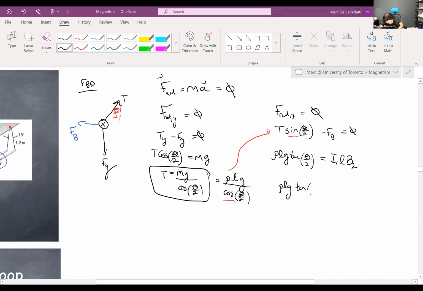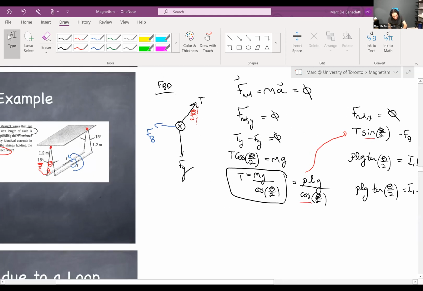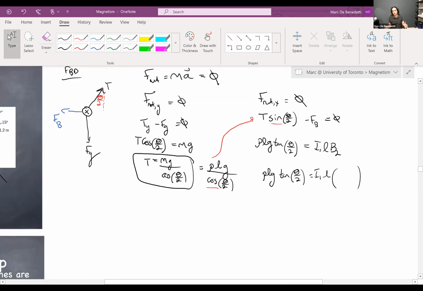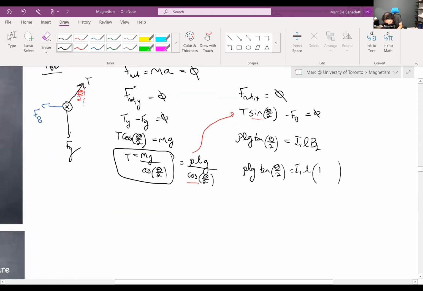Rho Lg tan theta over 2 equals I1 L. And B2, what's the magnetic field equal to from wire 2 at the location of wire 1? Well, as you see in the diagram here, it's the magnetic field due to a straight wire. We've just used Ampere's law to determine what that formula is. That formula was mu naught current 2 over 2 pi r.